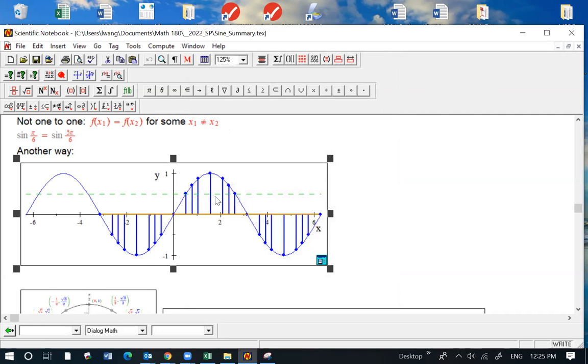It crosses the curve. What does this tell us? This tells us that for this particular output, half, we have how many inputs corresponding to it? We have the inputs here, which are pi over 6 and 5 pi over 6. We actually have even more. Do we need to use more?